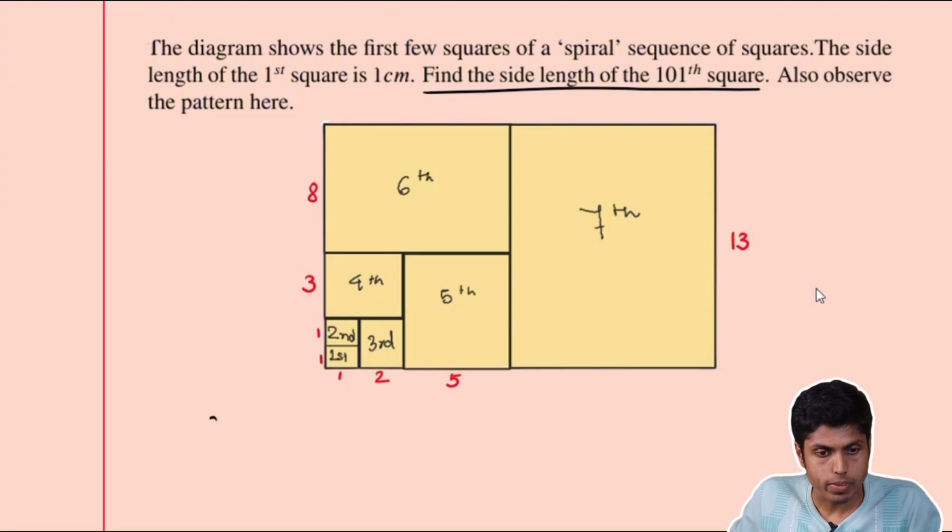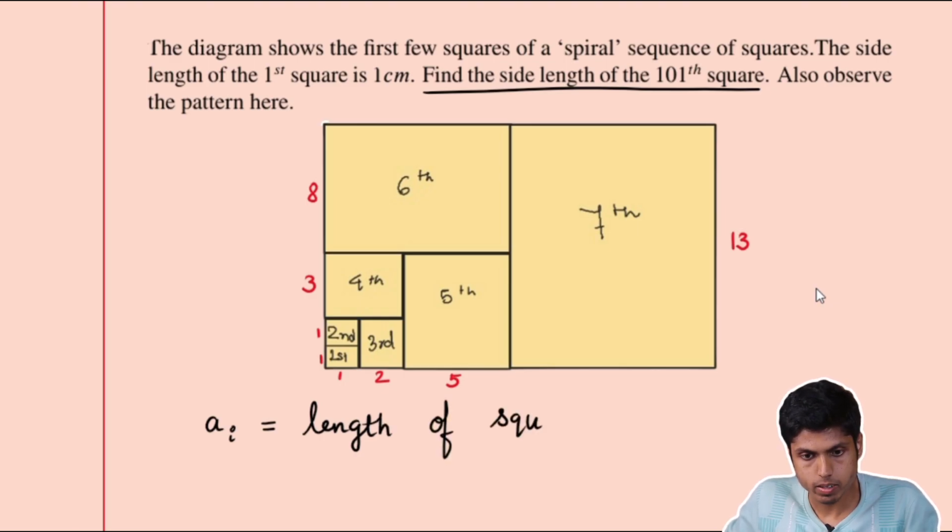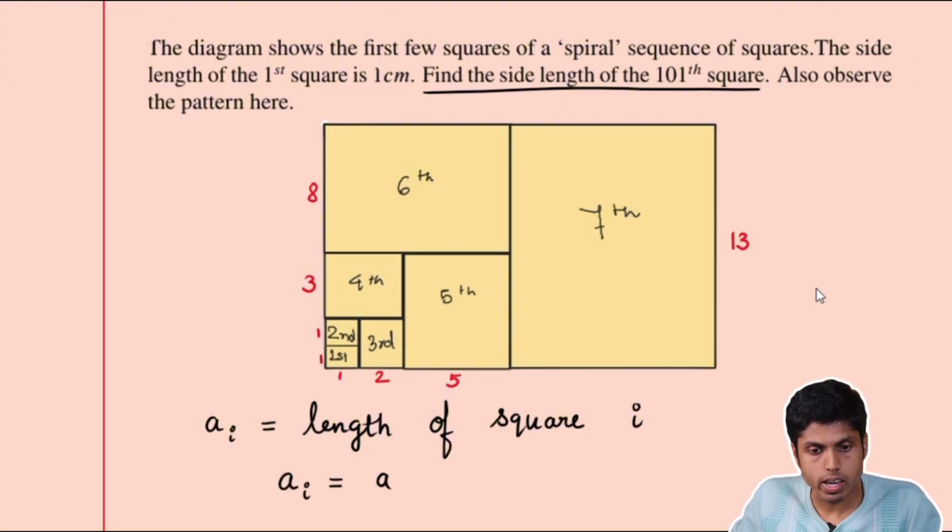So we name a_i as the length of square i. Therefore, we get a_i equals a_(i-1) plus a_(i-2) for all i greater than or equal to 3. This reminds me of something more fascinating, that is the Fibonacci sequence. It also conforms to this relation and even the initial conditions match, so the sequence thus formed will exactly coincide with the Fibonacci sequence.